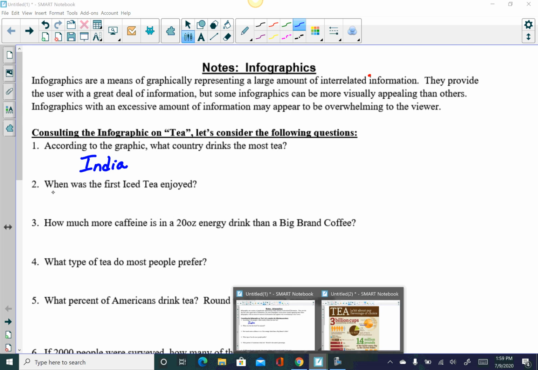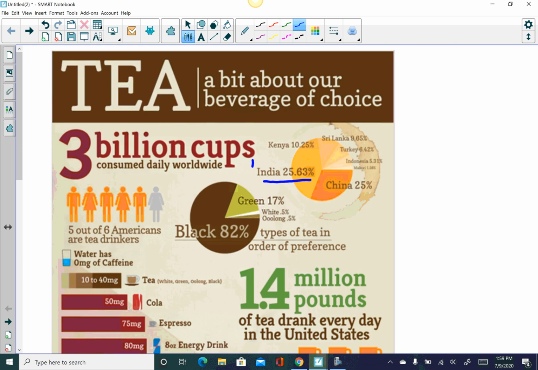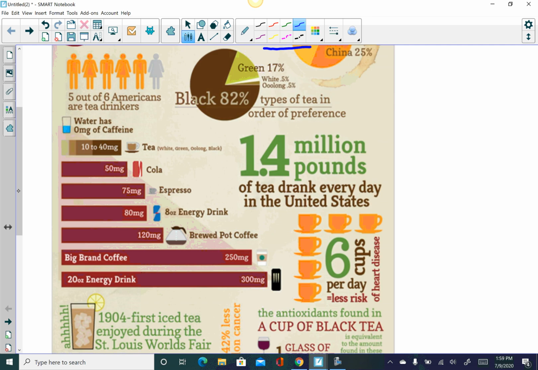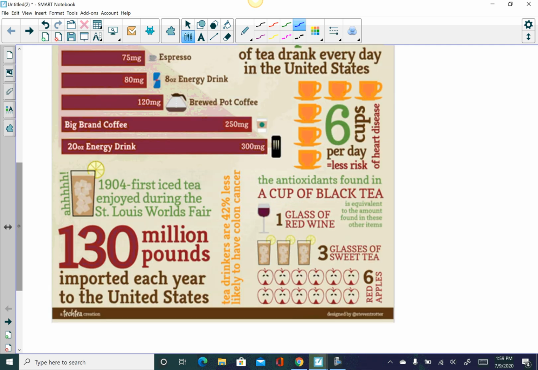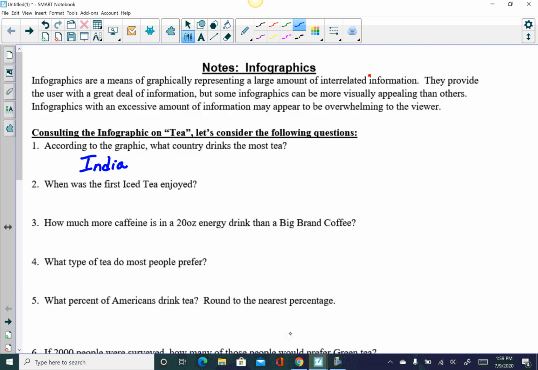Well, actually, before I do that, number 2 says, when was the first iced tea enjoyed? So go back to our graphic. I'm going to put a number 1 here. This is where we got our answer to number 1. Number 2, we want to know when the first iced tea was enjoyed. So I'm looking around here at the top. I'm not seeing it. So we come on down. You'll notice towards the bottom there's number 2. In 1904, the first iced tea was enjoyed during the St. Louis World's Fair. So I will go back here, and that answer would be 1904. So again, 2 answers that we could just easily pluck off of the infographic itself.